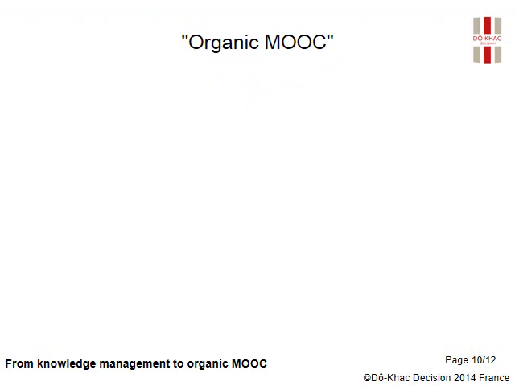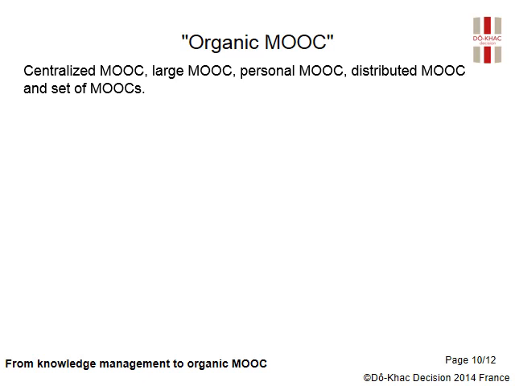As a matter of fact, we started from knowledge management and have walked through copyright value management. Taking the MOOC architecture viewpoint, we can hit a family of MOOC platforms: centralized MOOC, large MOOC, personal MOOC, distributed MOOC, and, should we step back, the notion of set of MOOCs. A set of MOOCs is an interesting notion. Contemplating a set of MOOCs gives the opportunity to think of collaborative MOOC.